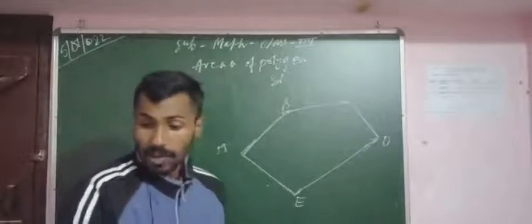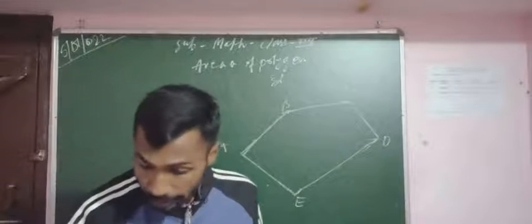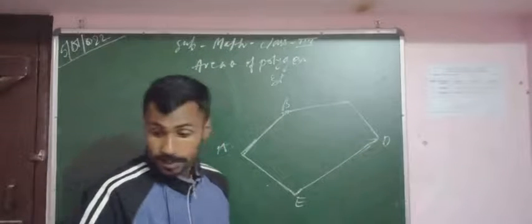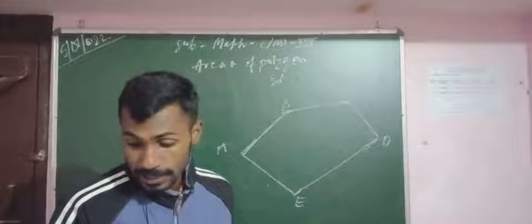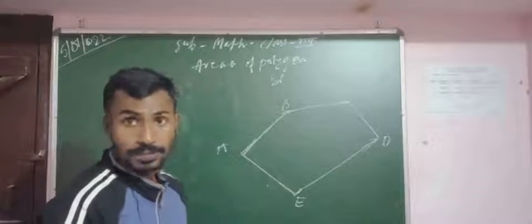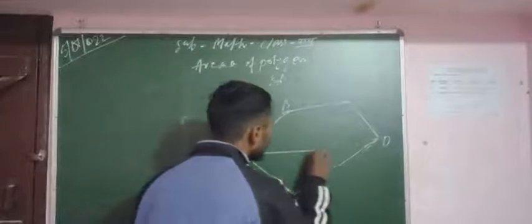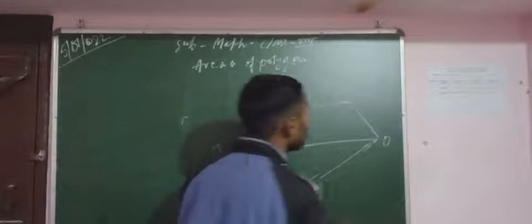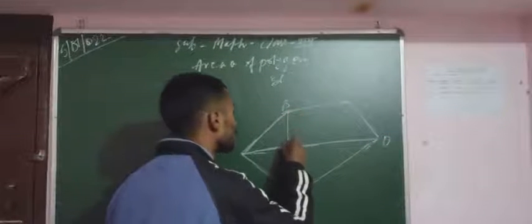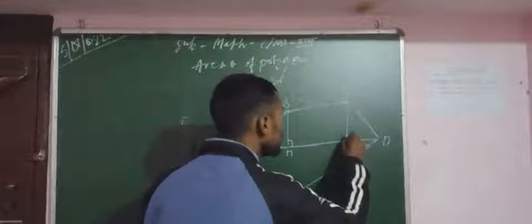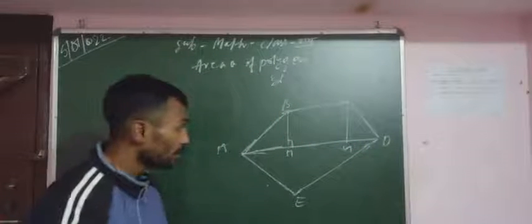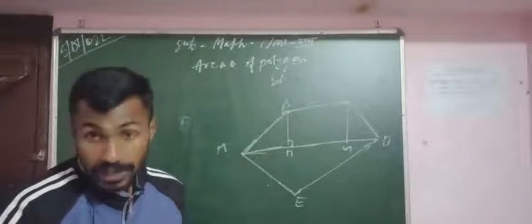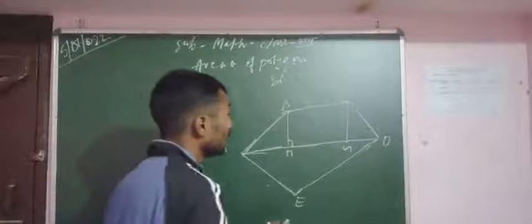Now look at this. How do we calculate the area? In the given figure, BF, CH and EG are perpendicular to AD. That means we have to join AD.